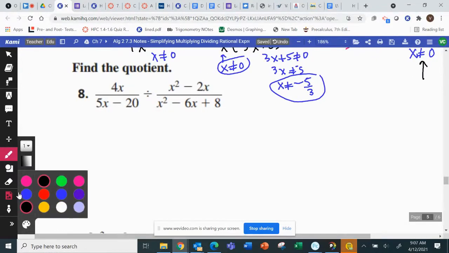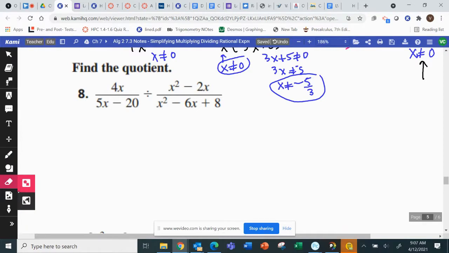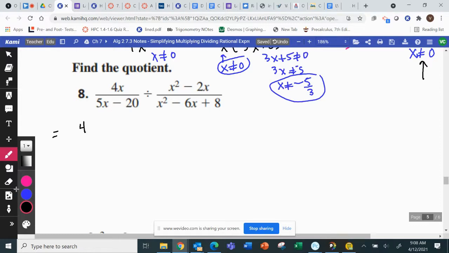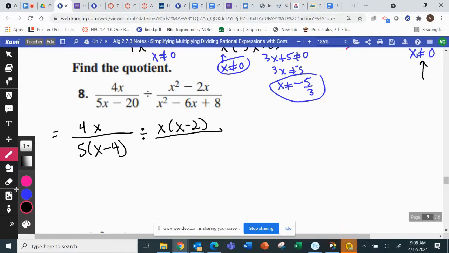Find the quotient. Quotient means divide, or the answer of division. So the first thing we're going to do, Brooke, what's the first thing we're going to do? Factor. So I'm going to factor 5x minus 20. I'm going to factor out a 5, x minus 4, divided by, on top, factor out an x minus 2. And then on the bottom, I've got a trinomial, so I'm going to factor it to be x minus 2 and x minus 4.